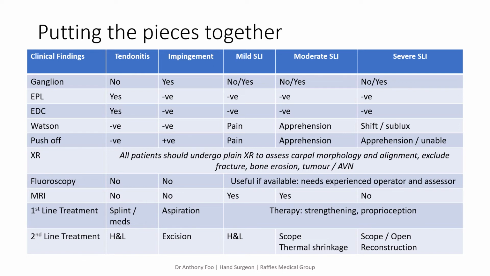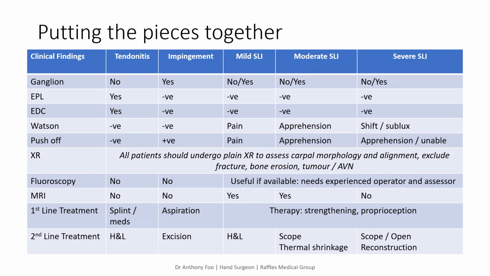In tendonitis, there is usually pain on provocation of the EPL or the EDC tendons in the absence of a ganglion cyst, and push-off is often negative. So is the Watson test. In these cases, I would still do an X-ray to exclude other differential diagnoses such as fractures, inflammatory arthritis or tumor, and even rarer, avascular necrosis of the wrist.